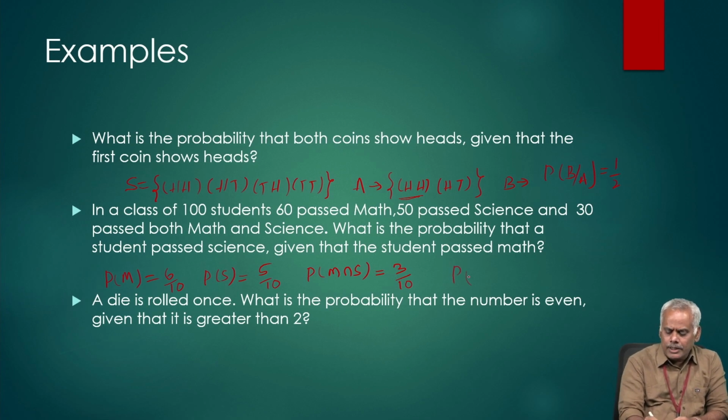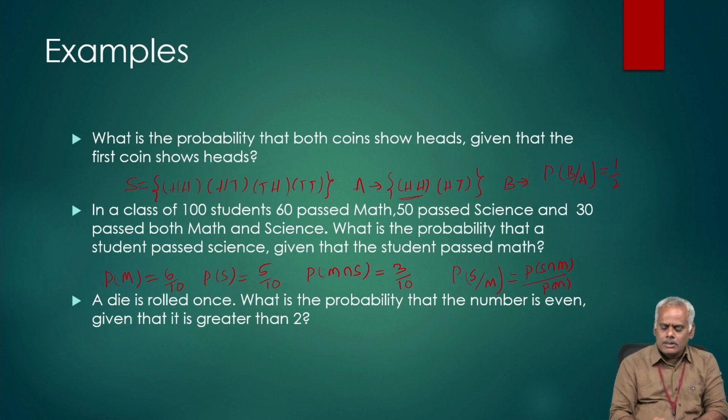So find the probability given that the student passed math. So first event is M. Then find the probability that the student passed science. So probability of S by M. So what is probability of S by M? Probability of S intersection M by probability of M. That is 3 by 10 divided by 6 by 10. That is 3 by 6 or 1 by 2. Now from 60 students who passed in math, the 30 belong to science also. So 30 by 60 is 1 by 2.